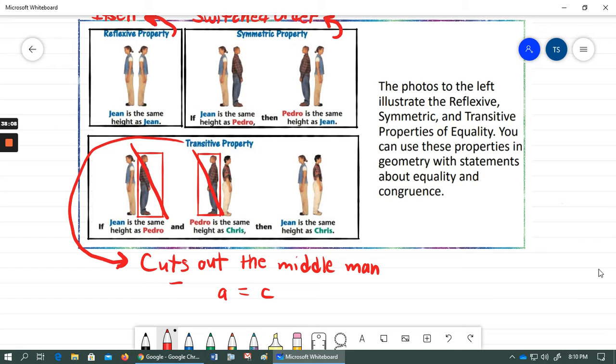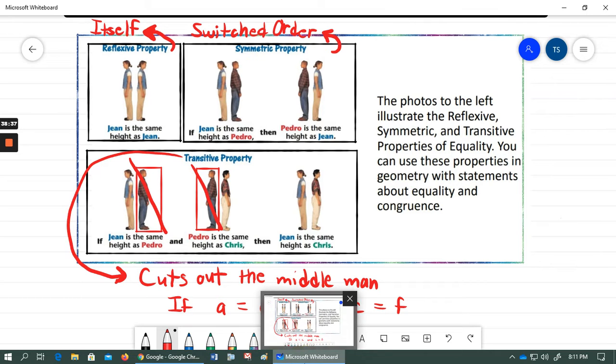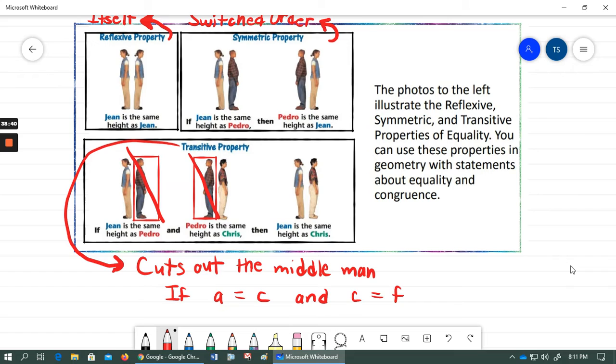If A equals C and C equals D, let me just show you with the transitive property. Let me just show you real quick, and then I'll show you these three properties written out in algebraic terms, like what I'm writing out right here. If A equals C and C equals F, right? Then you can literally cut out that middleman. With the transitive property, if A equals C and C equals F, then you can literally cut out that middleman. You can cut out the C altogether.